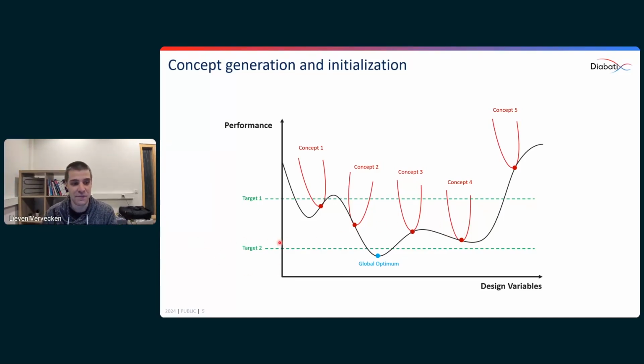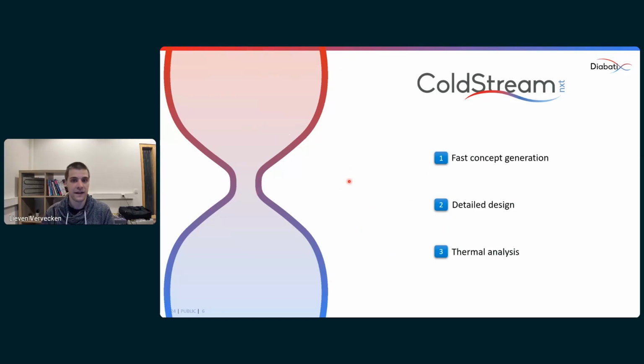Most likely, you'll have to beat more strict thermal requirements. Then the concepts will already give you a good idea of what to start from. You don't have to start from scratch anymore, from a completely blank design. You can use, for example, one of these shapes to further improve the performance, because it's much closer to the global optimum. Okay, I think that's everything I wanted to explain about this slide. Let's move on. And this is also how we configured ColdStream.